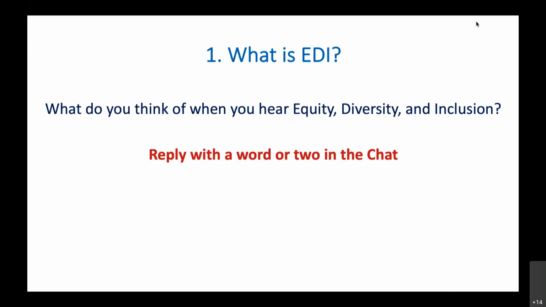Diverse research teams. Very important. Fair. Fairness is important. Diverse research subjects. Yes. Community-based or community-grounded research. Allyship. Empathy. Yeah, these are all really great.